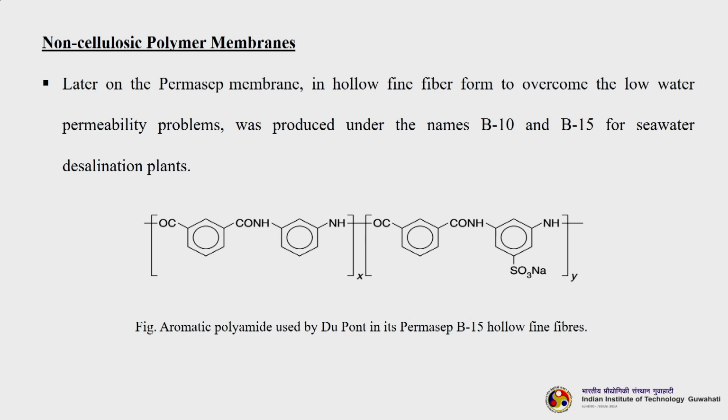This is the structure of aromatic polyamide. DuPont prepared this membrane. Permasep B15 is the brand name, or the trade name. These are hollow fine fibers. This was prepared for seawater desalination purposes.